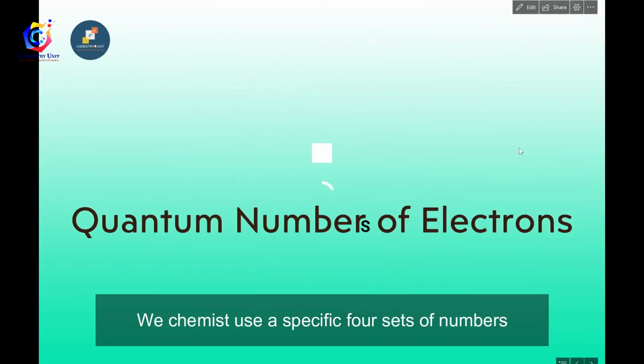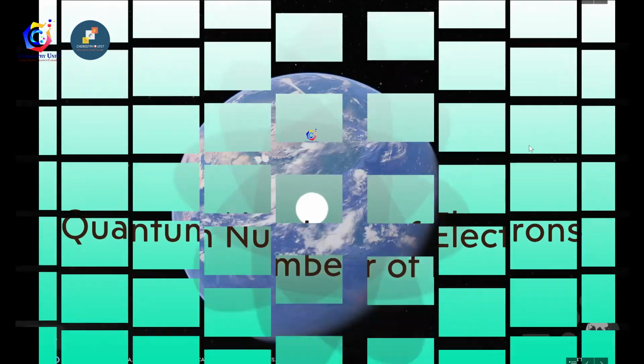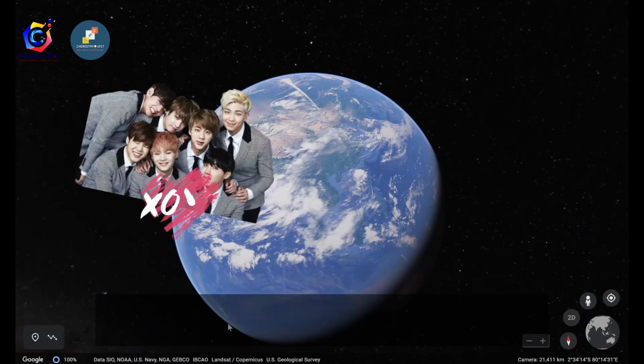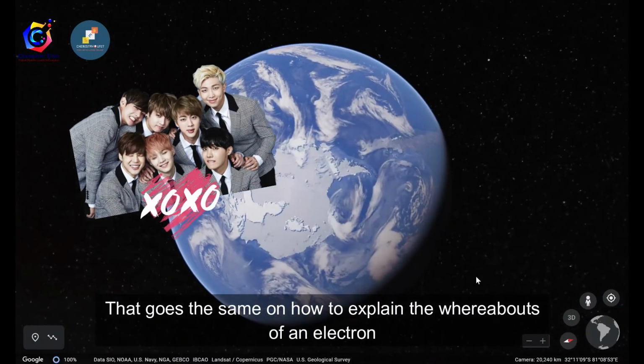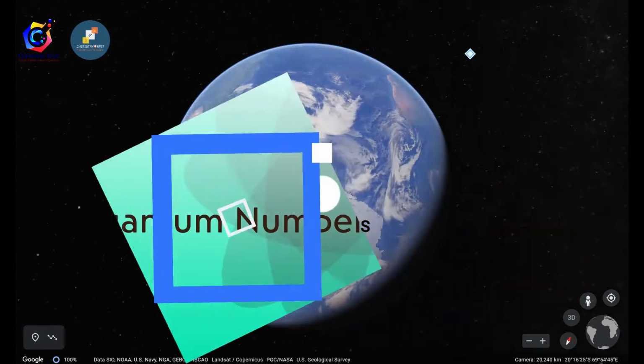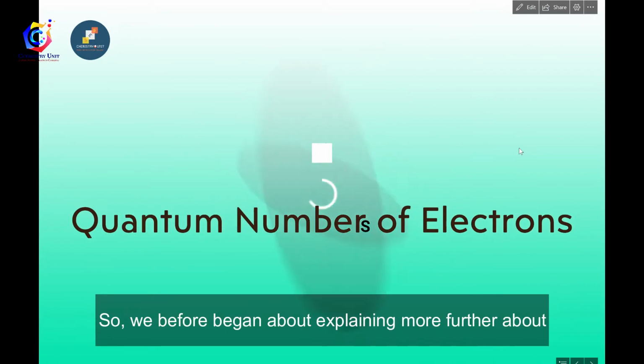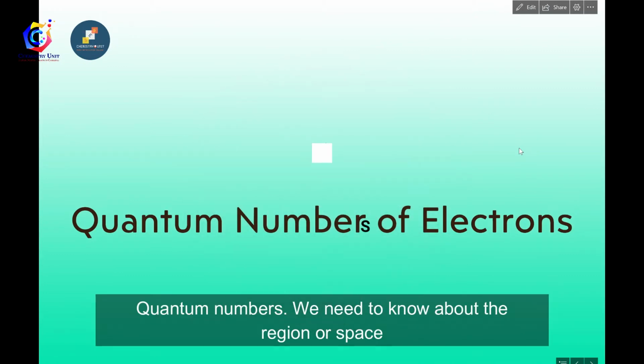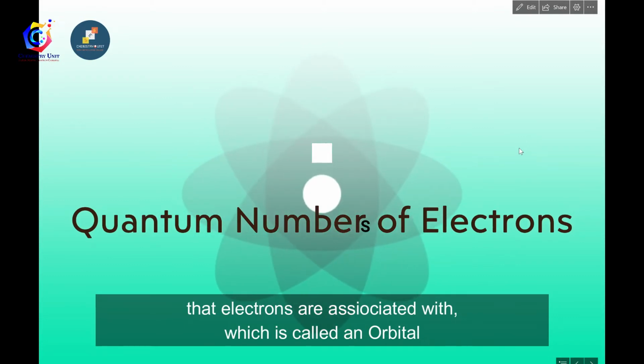We chemists use specific 4 sets of numbers called the quantum numbers of electron. Just like telling your best friend the whereabouts of your crush in a place on Earth, that goes to say how to explain the whereabouts of an electron by using the quantum numbers of electron. Before we begin explaining further about quantum numbers, we need to know the region or space that electrons are associated with, which is called an orbital.